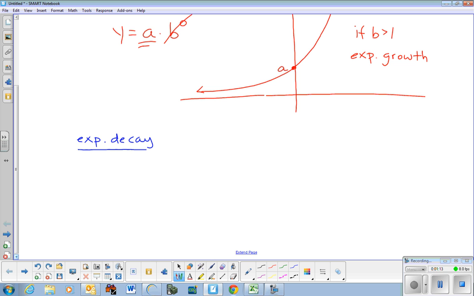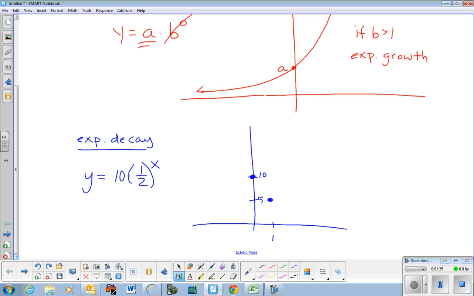And I'll use an example for exponential decay. 10 times 1/2 to the x. Okay, 10 times 1/2 to the x. It's still going to go through 0, 10. But this one's going to be cutting in half each time. When x is 1, our y value is down to 5. When x is 2, we're down to half of that at 2 1/2. Then we're down to 1 1/4. And this one goes the opposite way.